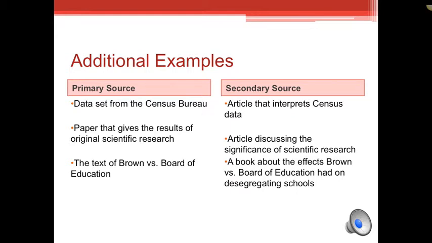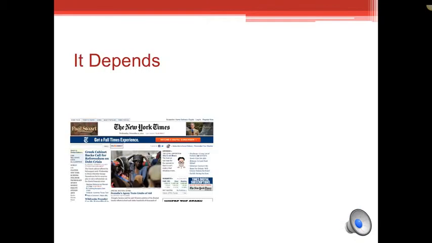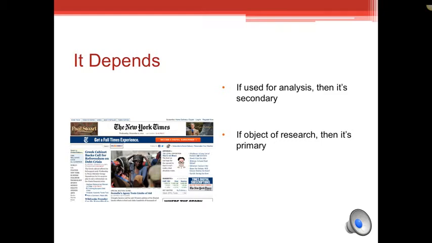Likewise, a paper that gives the results of original scientific research and the text of a court decision are primary sources, while sources derived from them are secondary. Keep in mind that a source may be either primary or secondary depending on how it's being used. For instance, if you are researching the conflict between Israel and the Palestinians, a New York Times article that analyzes the conflict would be a secondary source. However, if you are researching how the media portrays that conflict, the same New York Times article would count as a primary source.